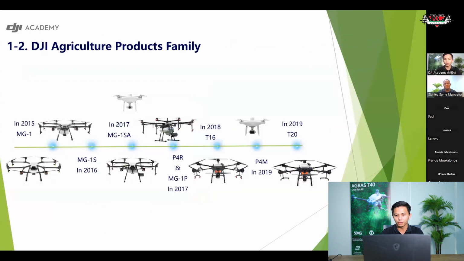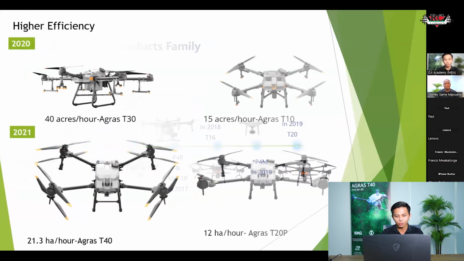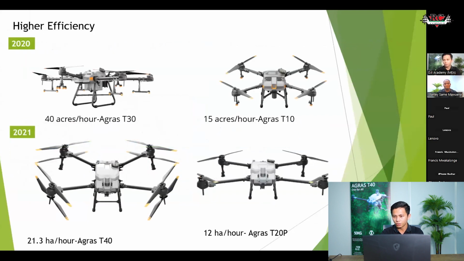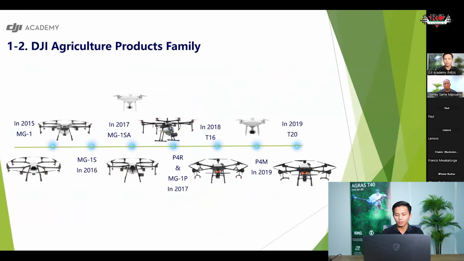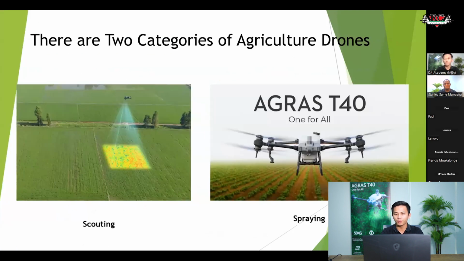As you see, in 2019 we got the T-Series T20, then in 2020 we got the T30 and T10, and in 2021 the T40 and T20 Pro. Together with those in 2020 and 2021, we introduced the M3M, the Mavic 3 Multispectral. That is for multispectral, the color. So let me give a clear understanding.